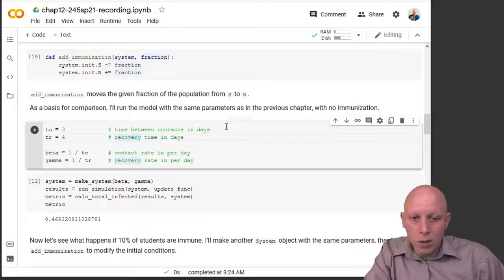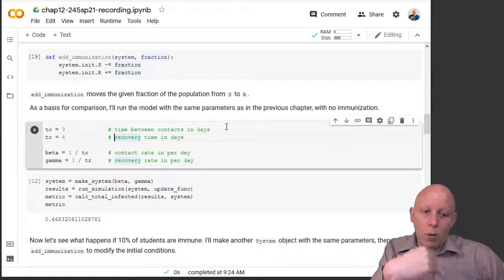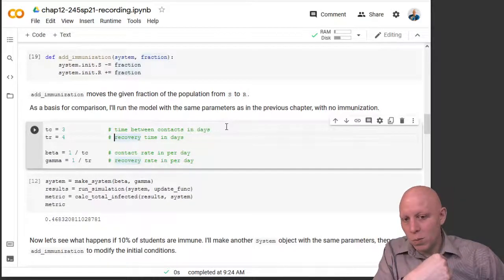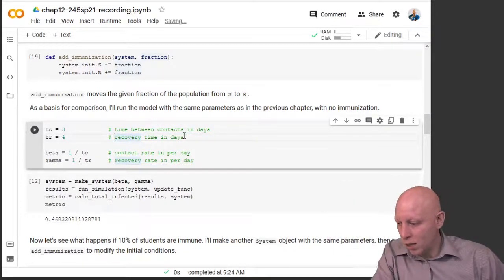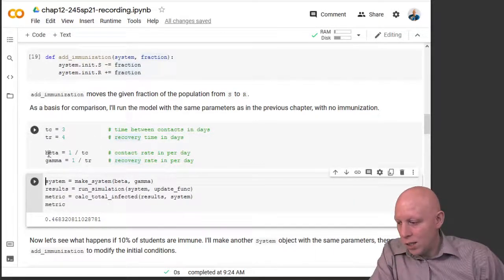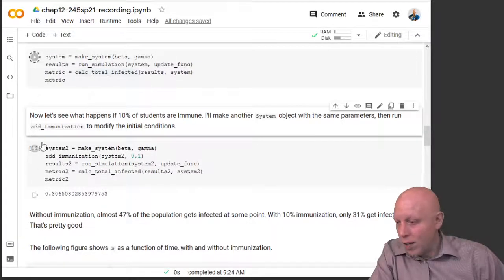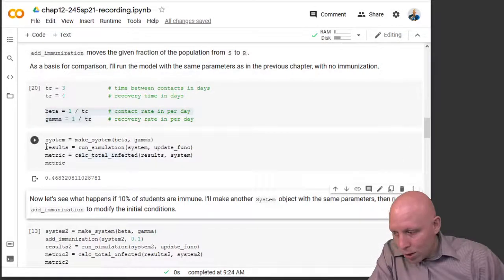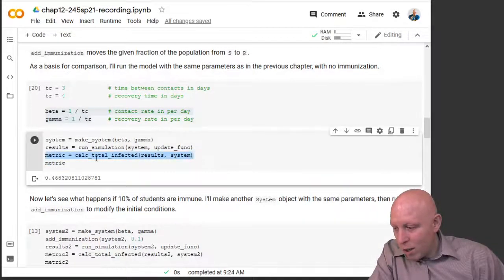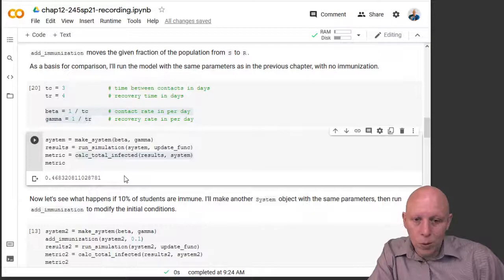And so what we're going to do now is compare what happens when you look at the system with immunization and without immunization. So we're going to use our same beta and gamma that we had before, and create our system object. We're just going to collect the information about our metric, how many people were infected, and our metric gives us that we are at 46.8% of people who got infected in the first example.